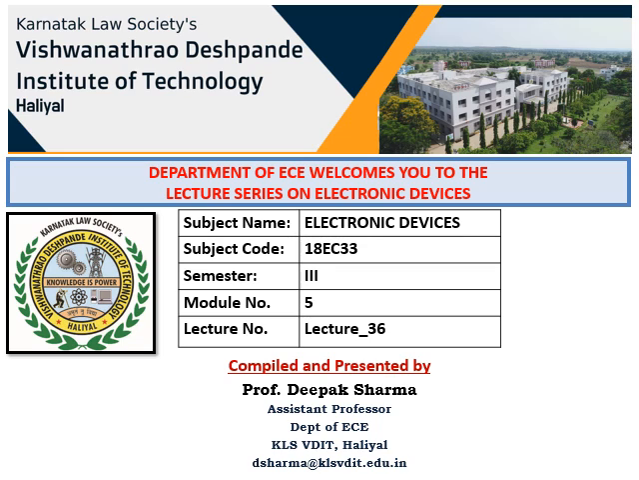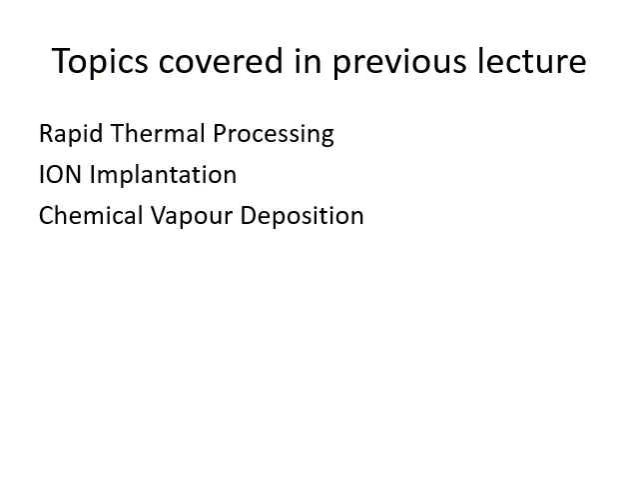So we are into module 5, where we are learning the different fabrication steps in detail. In the previous lecture we have seen rapid thermal processing followed by ion implantation and chemical vapor deposition.